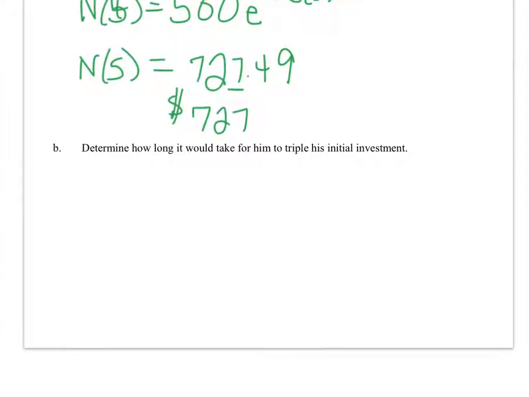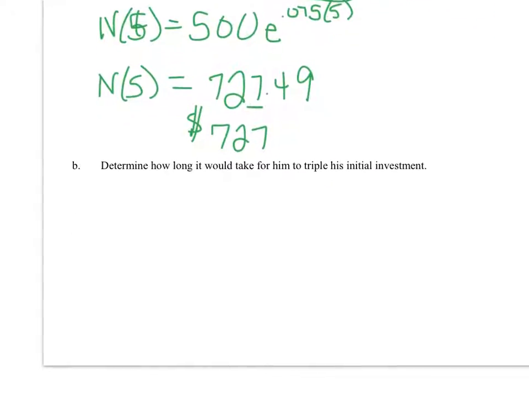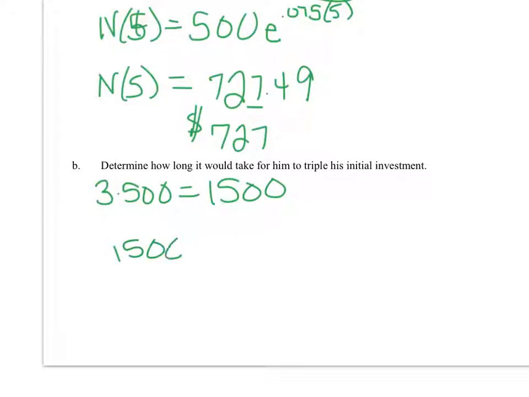So how long would it take for him to triple his investment? Well, his investment was initially $500. So tripling that would be 3 times 500. Hopefully you realize that. So when we write the formula, this is 1500 equals the PERT formula, E to 0.075, but what we don't know now is our T. It's not 5 years now, we don't know, so we're going to try to figure that out.